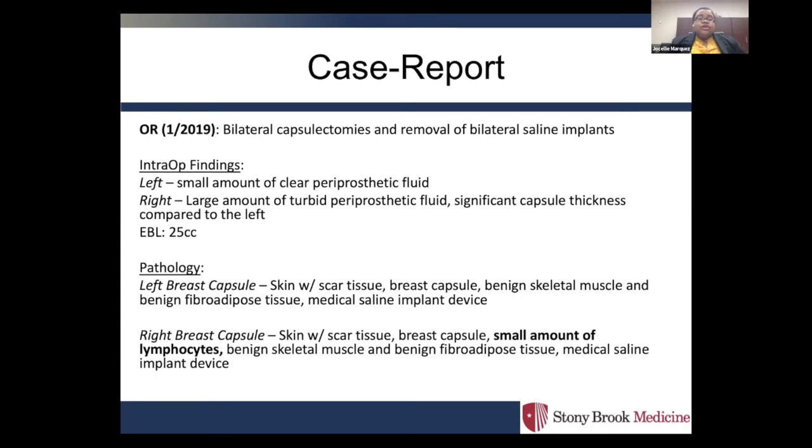She began chemotherapy shortly after. Later on, she went to the operating room with plastic surgery for bilateral capsulectomies and removal of the saline implants. Intraoperatively, the right affected side demonstrated large amounts of turbid periprosthetic fluid with significant capsule thickness compared to the left. Pathology of the right breast capsule showed only small amounts of lymphocytes and benign skeletal muscle with benign fibroadipose tissue.